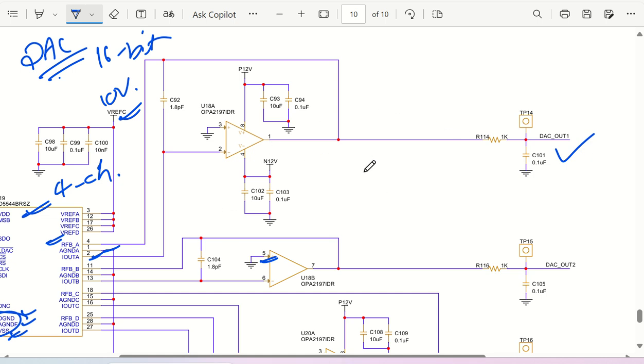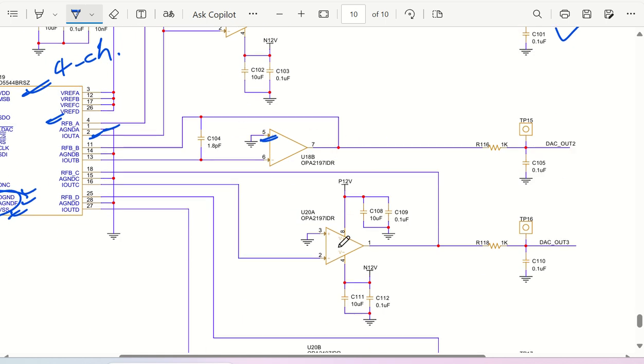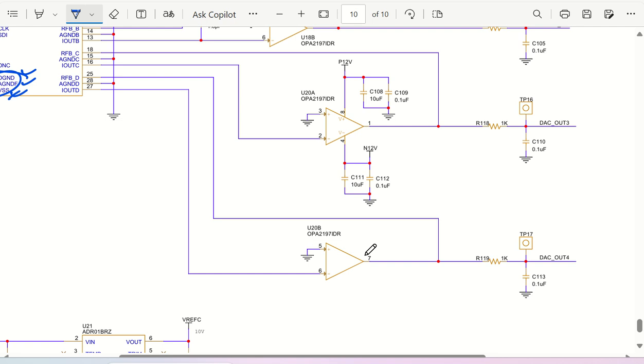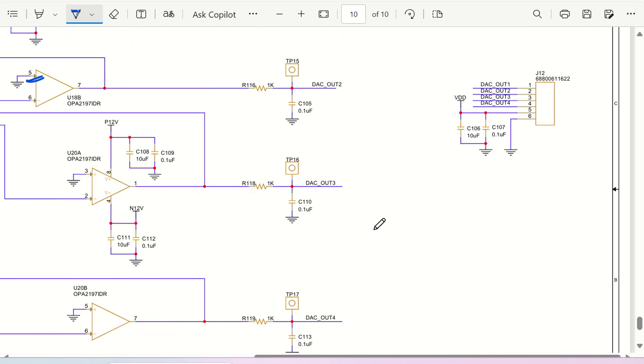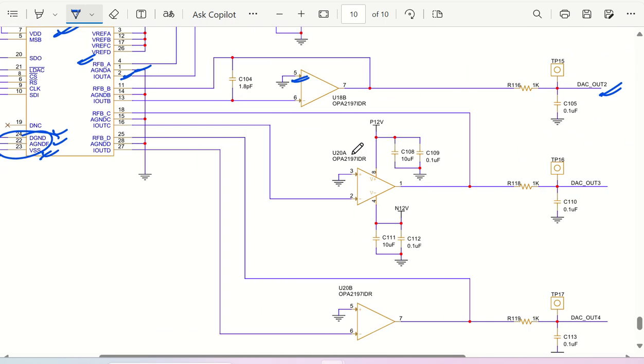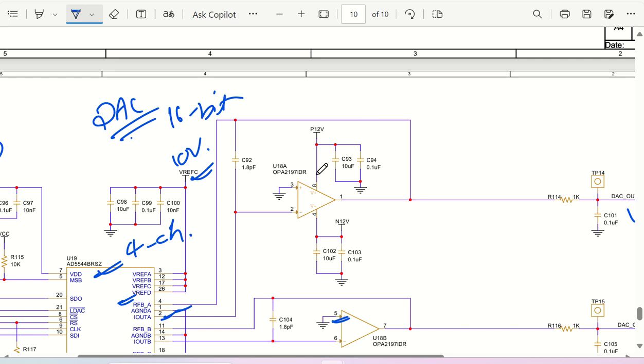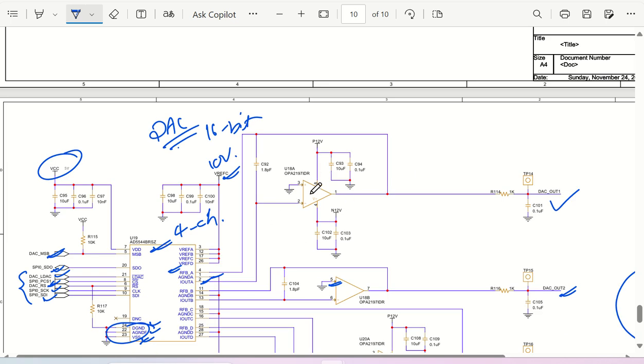Similar to that, you can have the functionality of DAC out 2, DAC out 3 and DAC out 4. And all these DAC outputs are going to get connected to one of the output connectors, and this 4-pin output connector can be used to get the DAC output. Okay, so this will be giving you a voltage output. However, the device itself gives you a current output. So this current output is being converted into a voltage output through these op amps.